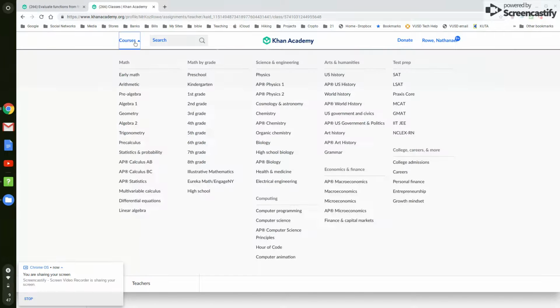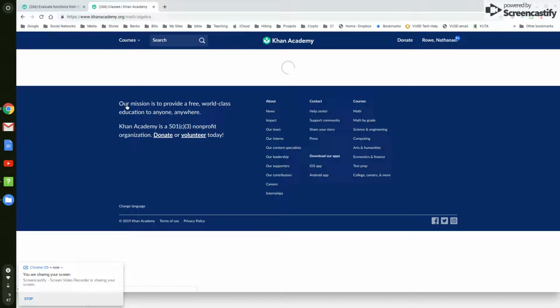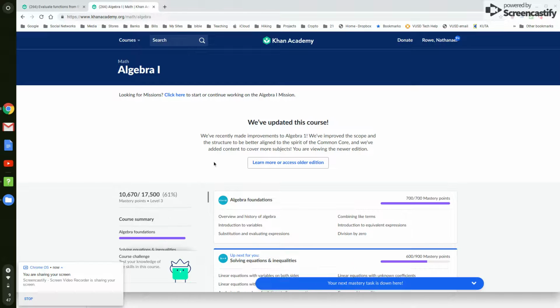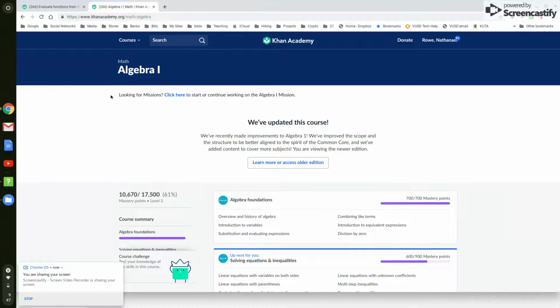To do that, you go to courses and click wherever the skills are that you want to master, whatever subject they're in. You click on that. So let's go to Algebra 1. You'll see that it takes you to this page. Up at the top of this page, it says looking for missions. Click here. This is the old way, the mission way. So you're going to click here.